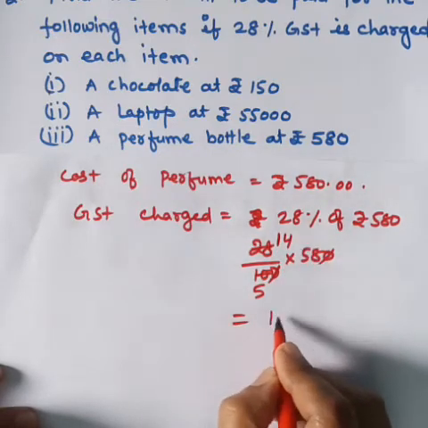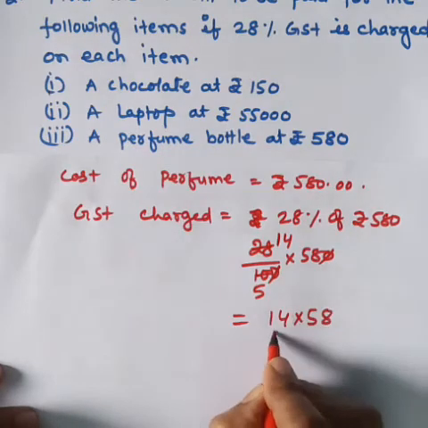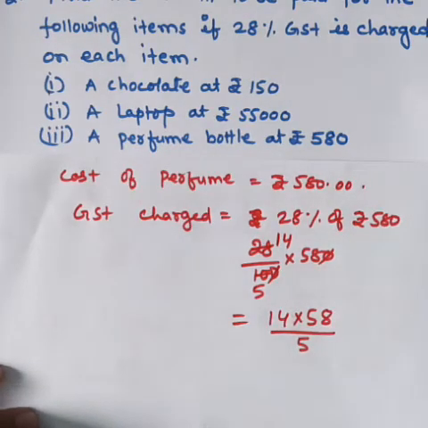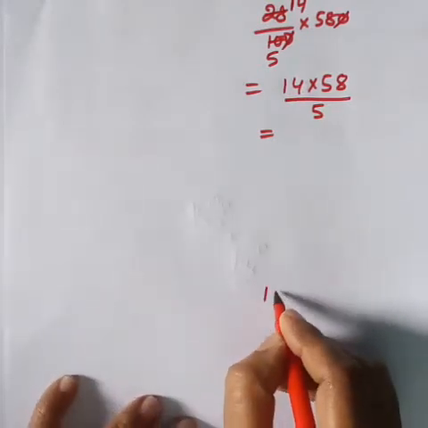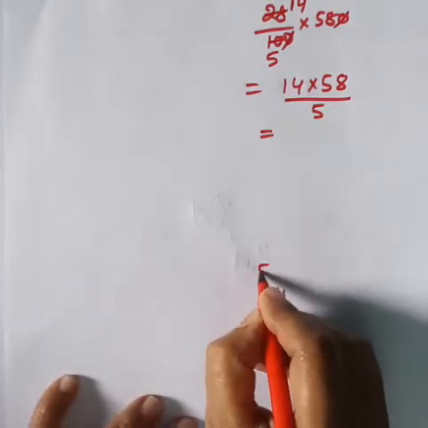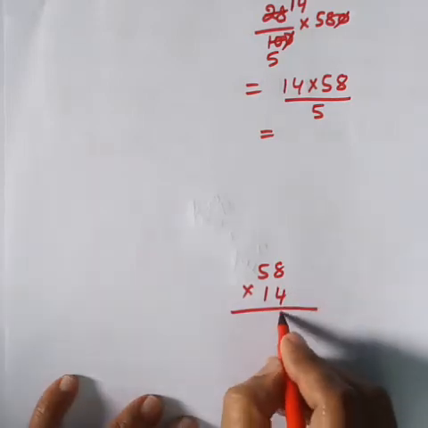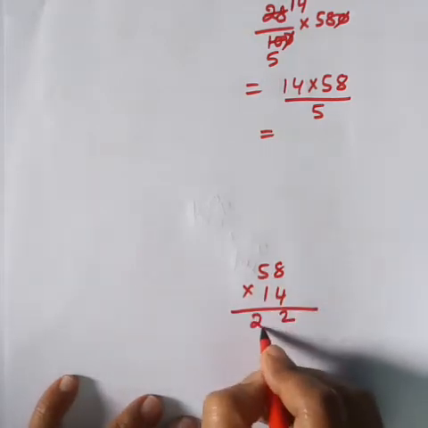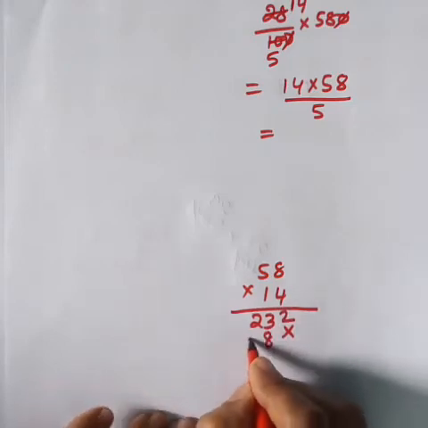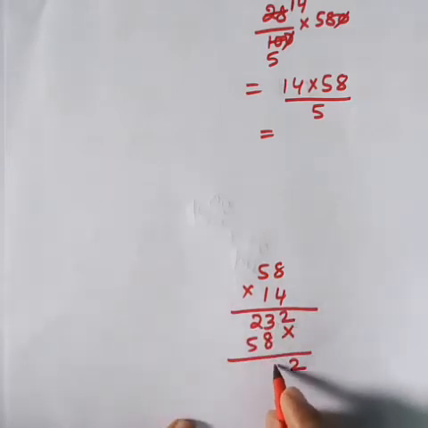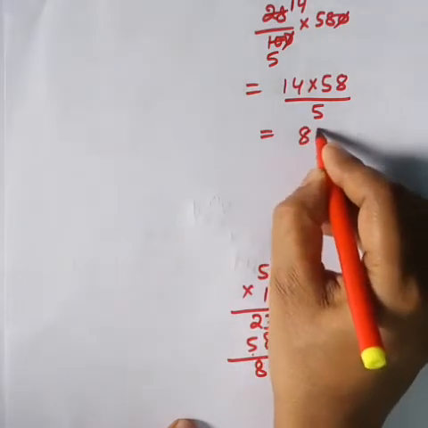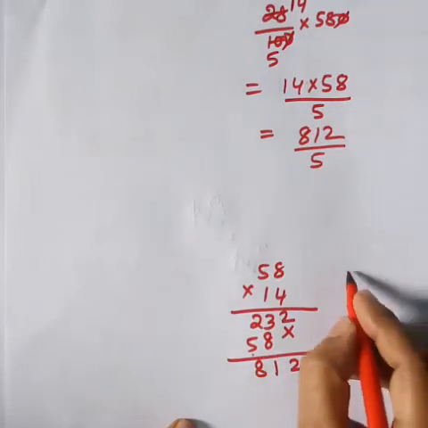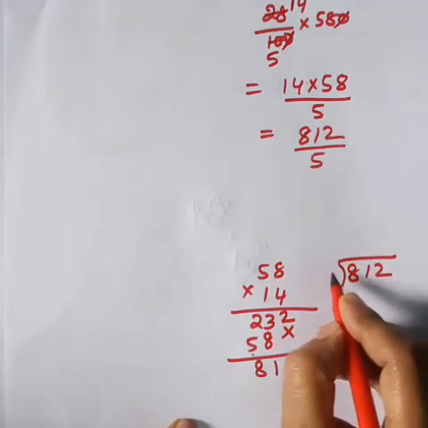So here you are getting 14 into 58 by 5. Okay. So let us find out how much is this. 14 into 58. Let us do it in the rough column. 14 into 58. 4 8s are 32, 3 4 5s are 20 and 3, 23. Now 1 8s are 8 and 1 5s are 5. So 2, 8 and 3, 11, 1, and here 1, 6 and 2, 8. This is 812. 812 by 5.